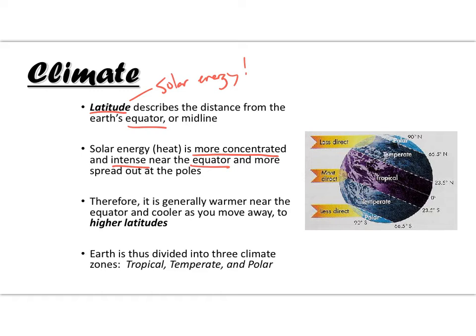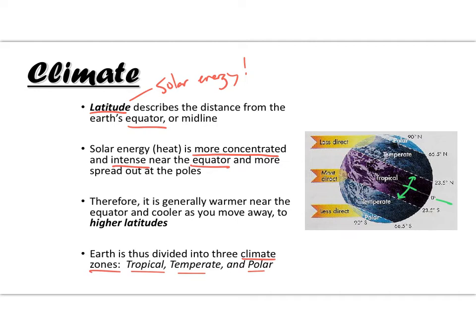Latitude allows us to break the Earth down into three different climate zones: tropical, temperate, and polar. Now, it's three zones, but you have a north version and a south version of each one. So for instance, the tropical zone, as you can see right here, ranges from the equator out to about 23.5 degrees north and 23.5 degrees south. And again, this would be your warmest or hottest zone.